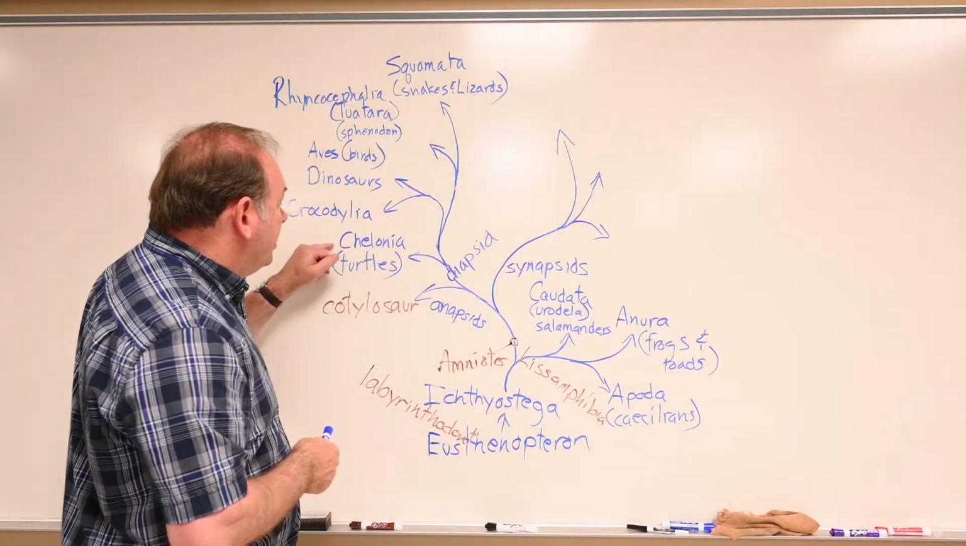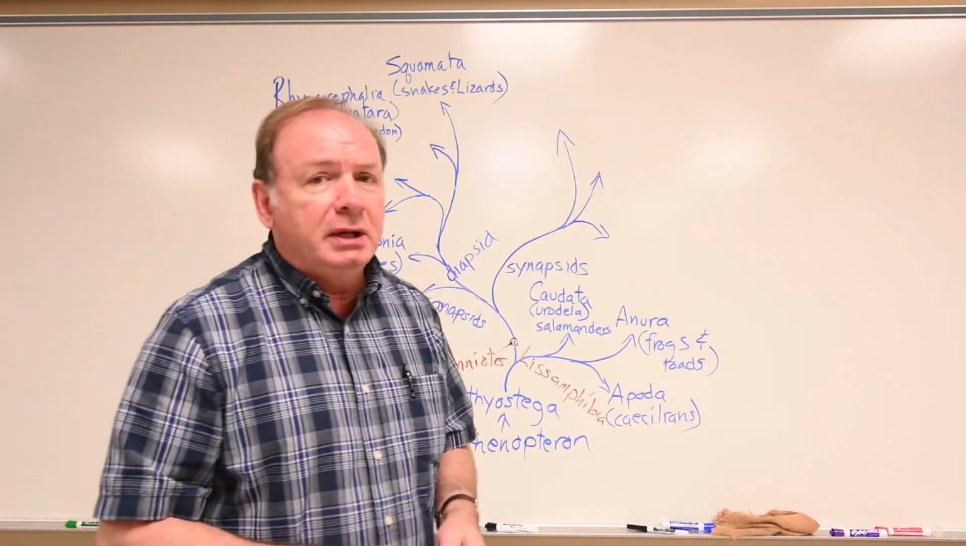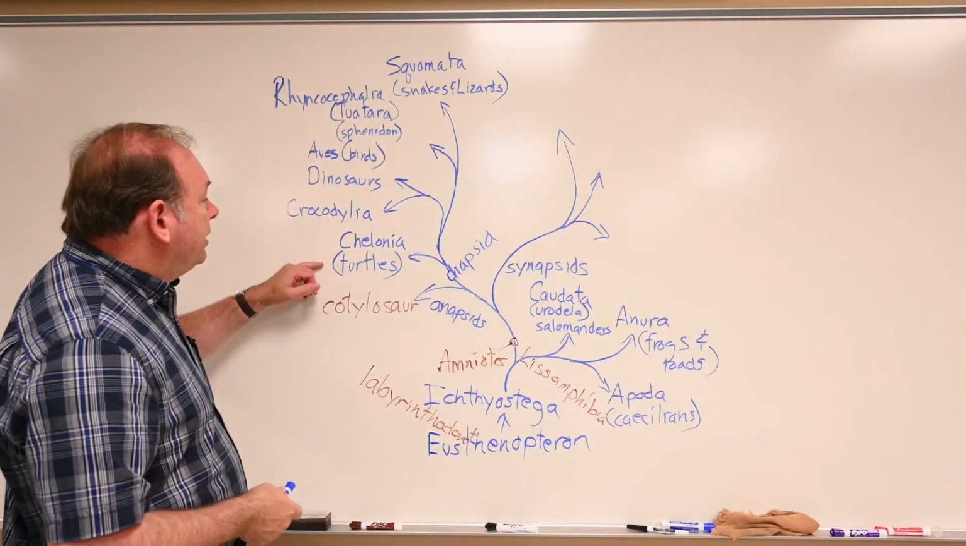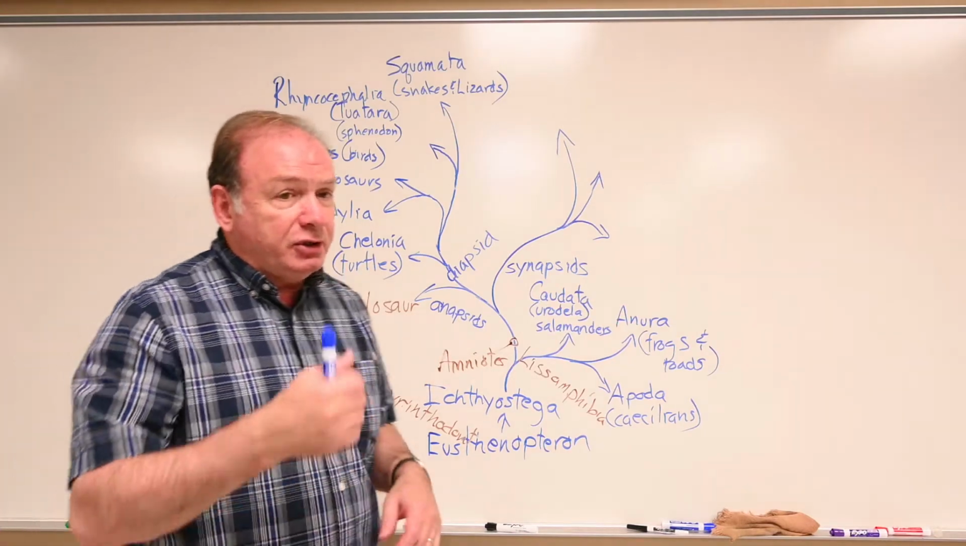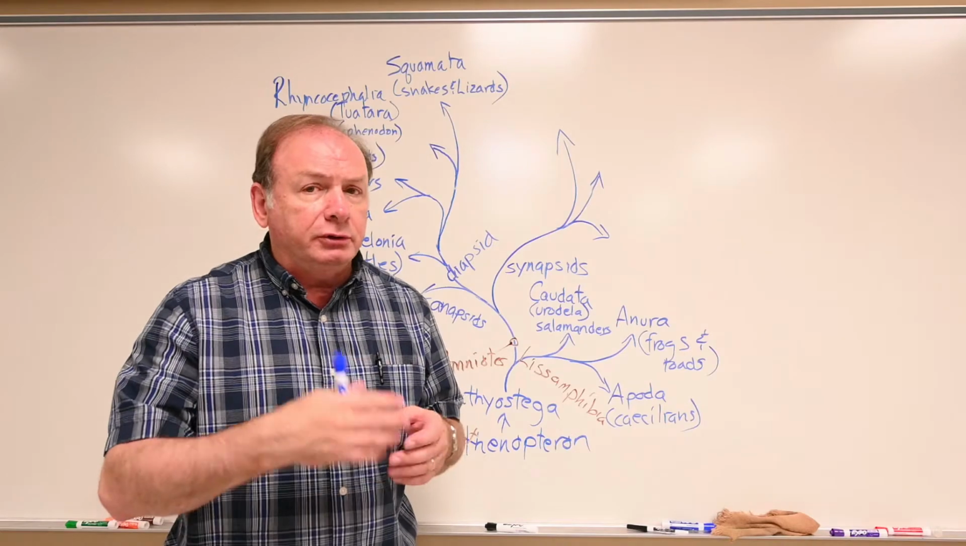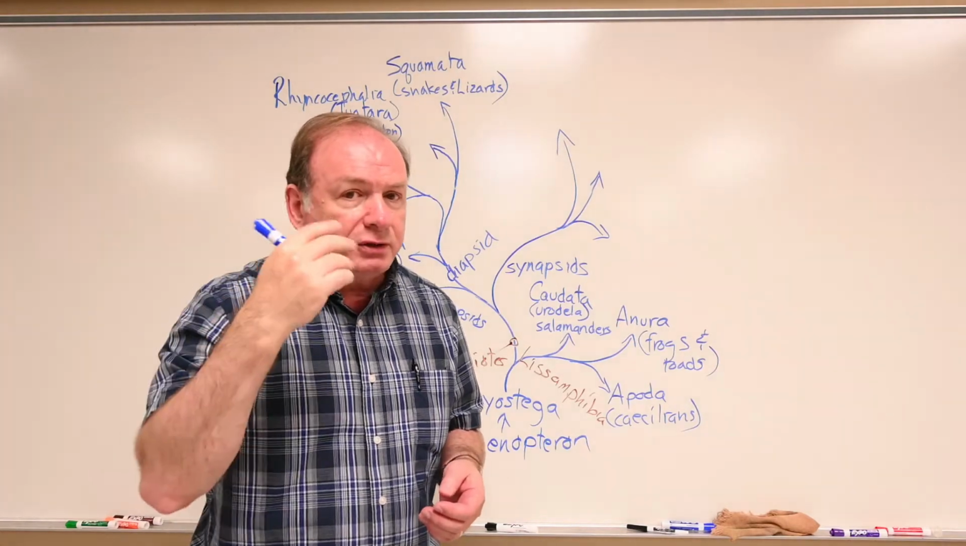The Chelonia, also known as turtles, another name you'll see is Testudines. Testudines, Chelonia, the turtles. They were long classified as anapsids because living forms of turtles do not have any openings behind the orbit on the side of the skull.